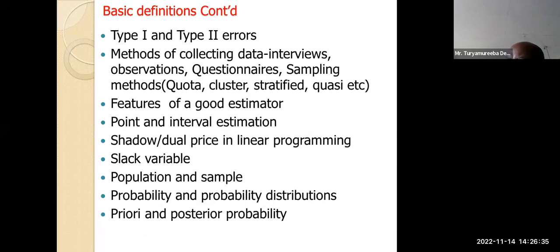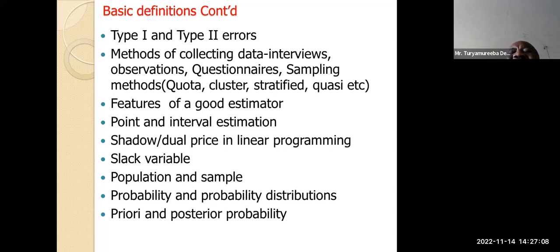Type 1 and type 2 errors. These are very key, especially when you are testing hypothesis, in those hypothesis concepts, we talk about type 1 and type 2 errors. And it is not right for any student who does this course to complete without knowing the difference between type 1 and type 2 errors. Because sometimes we say something is right when actually it is wrong. Or we say something is wrong when actually it is right. So you have to know type 1 and type 2 errors.